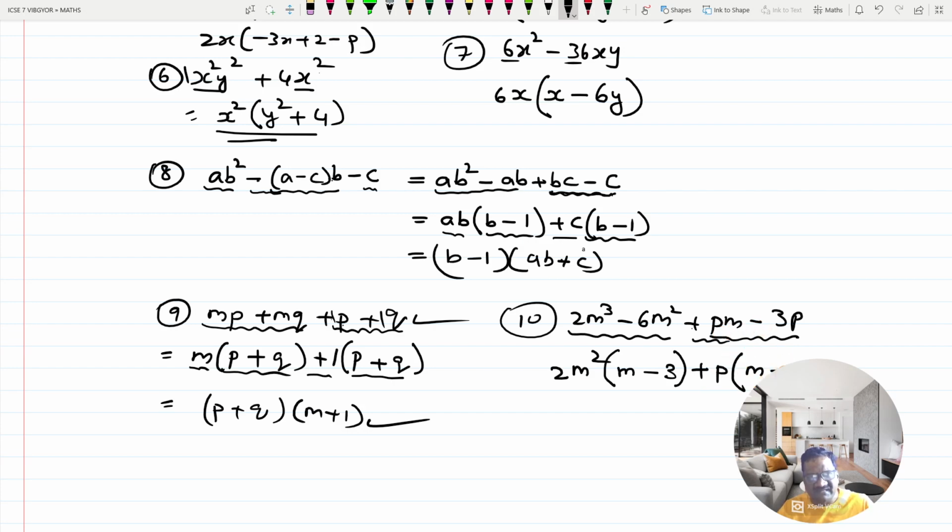Then I'll put a minus sign. Now from this 3p, already p is out. So what is left? 3. So can you see I'm getting a repeated bracket of m minus 3. So in the last step, I'll write the repeated bracket just once. That is m minus 3, I'll write once. And then I'll write the remaining thing, that is 2m square plus p. So this is the factorization of the 10th one.